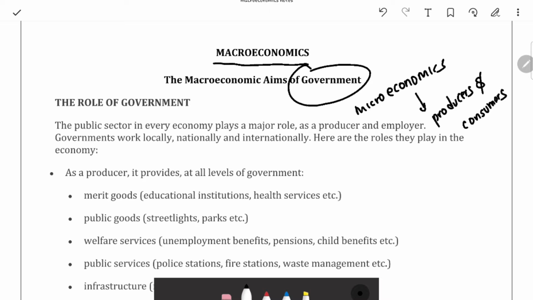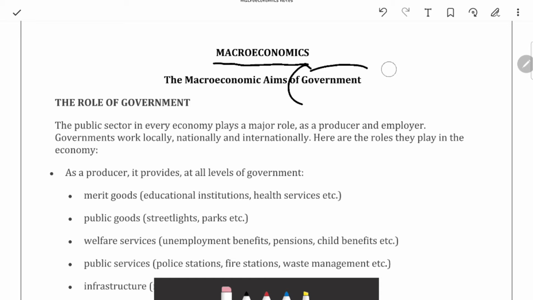We're going to start with the first topic on what the government wants to do in the economy and why there might be a government. So let's start from there. Let's just clear this and let's begin with the first one, the aim of the government.